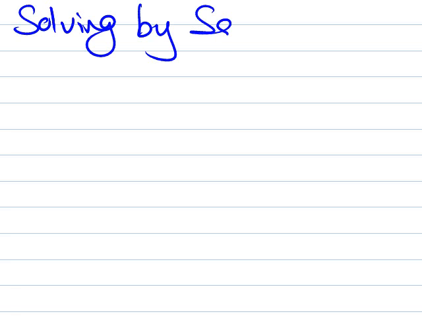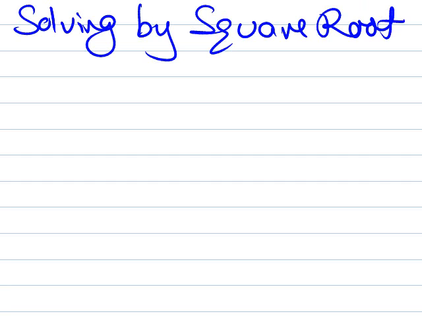So we're going to do some problems solving by square root examples. We already talked about the strategy. Now, solving by square root examples. First of all, let's look at a pretty straightforward one. Say we've got something like this: x squared equals 9.